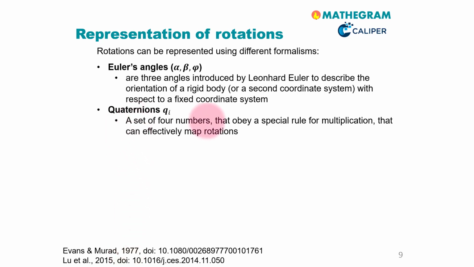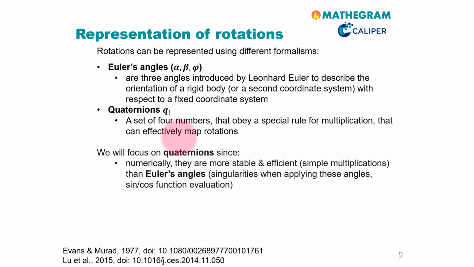Here a set of 4 numbers, so q_i is a vector consisting of 4 entries, that obey a special rule for multiplication, can effectively be used to describe the orientation of a particle in space. We will focus on these quaternions, and there are multiple reasons. First, they are numerically more stable and efficient. The reason for that is that, as you will see later, we just have to perform simple multiplications.